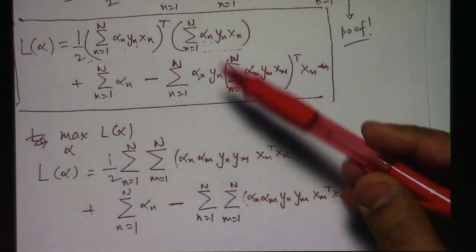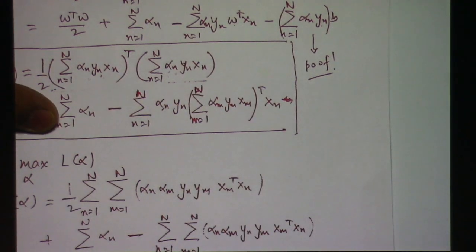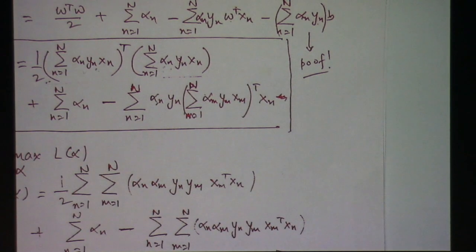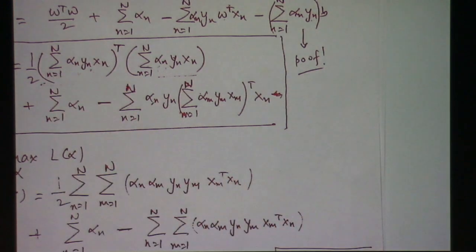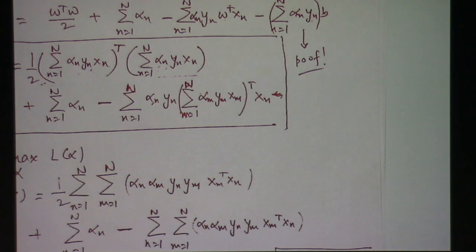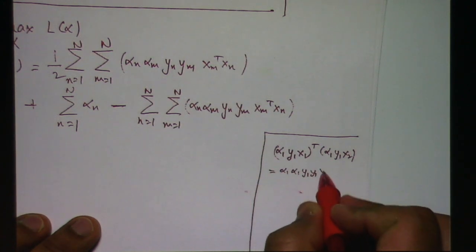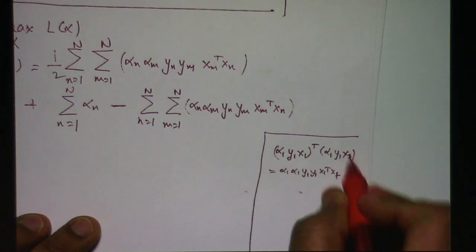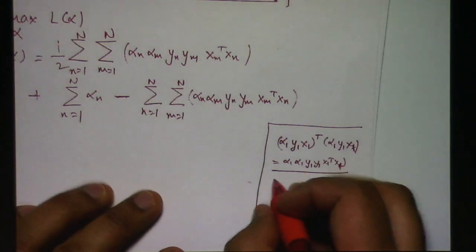You can go back and verify that this is true, but think about it this way. Say you had a simple situation with only one data point. Then this would have been alpha 1 y1 x1, with no summation since there's only one data point. Then you take the transpose of this times alpha 1 y1 x1 again. So this clearly becomes alpha 1 alpha 1 y1 y1 x1 transpose x1. This is easy, and then you can generalize a little bit if you're feeling braver.